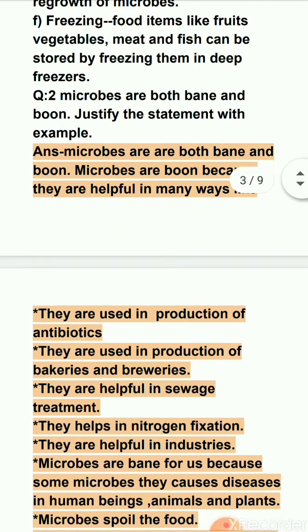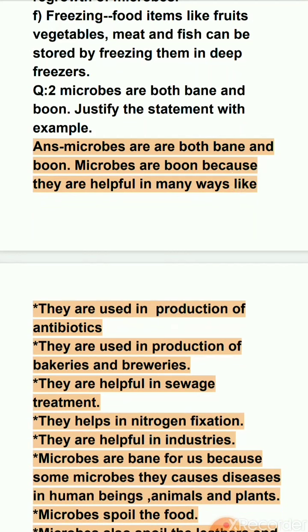Next is freezing. Food items like fruits, vegetables, meat and fish can be stored by freezing them in a deep freezer. That is why whenever we buy fruits and vegetables, we keep them in a fridge so that they stay safe for a longer time.